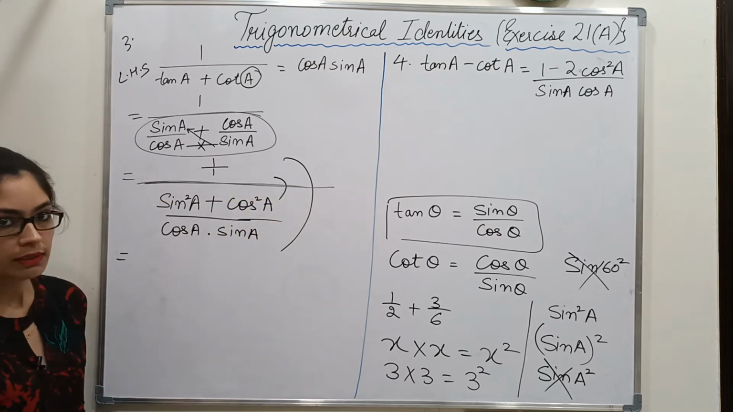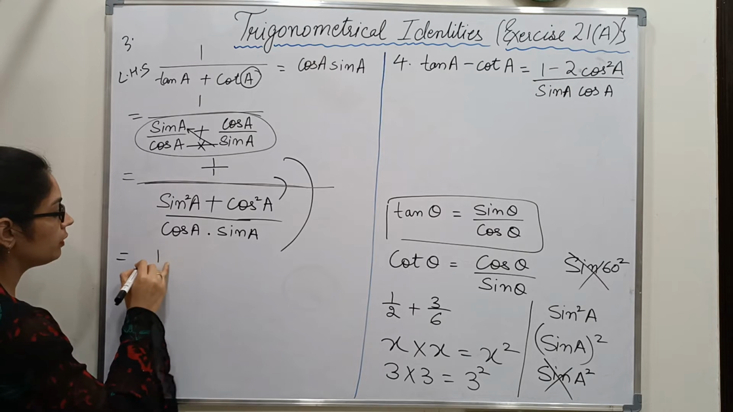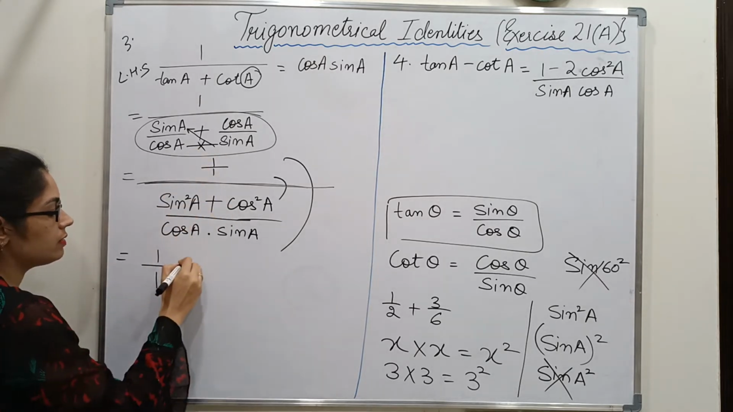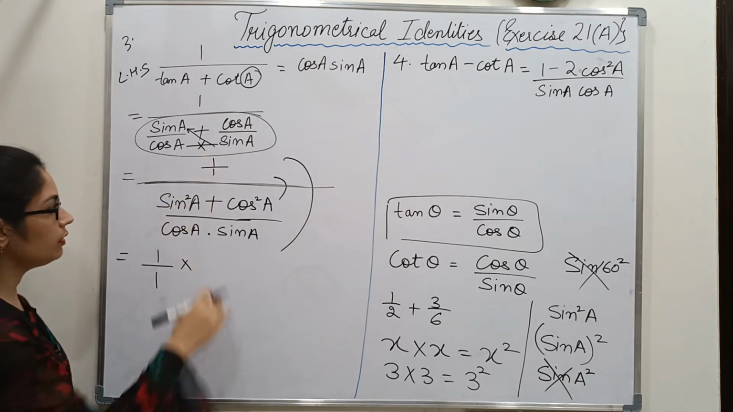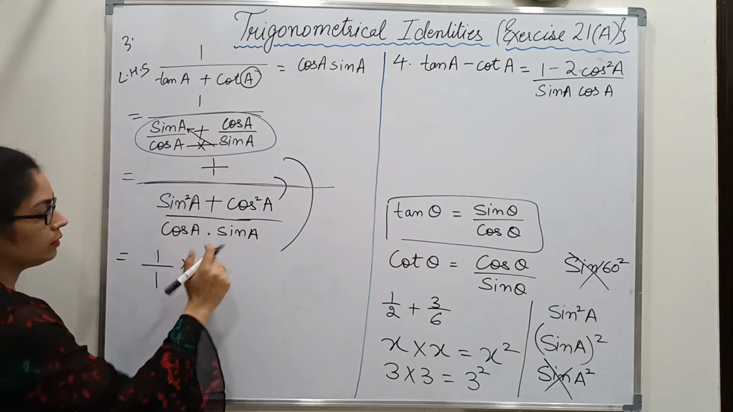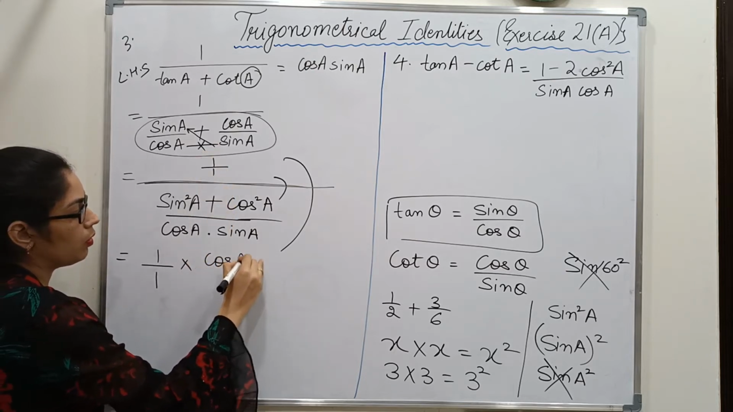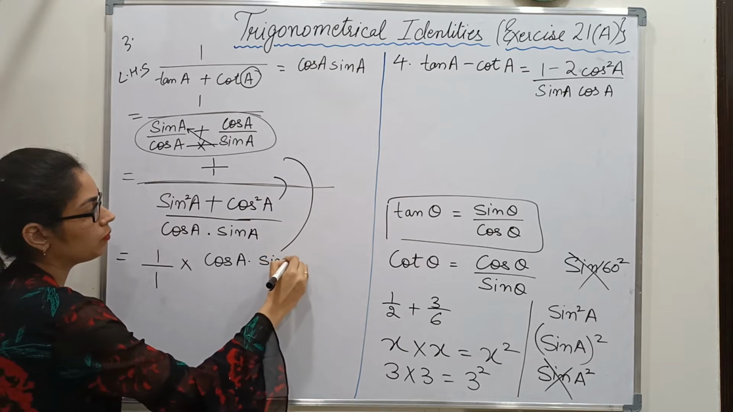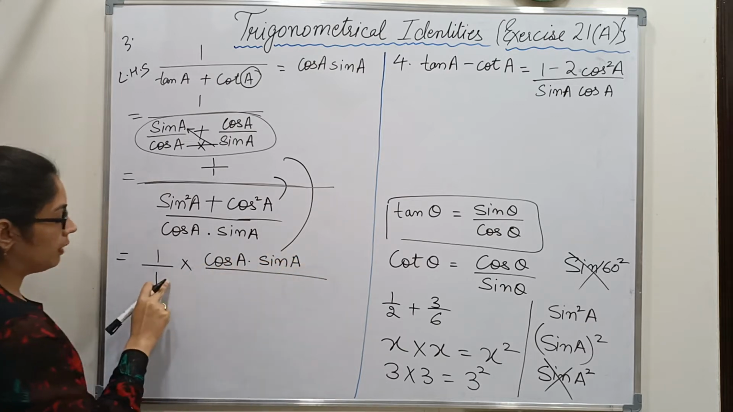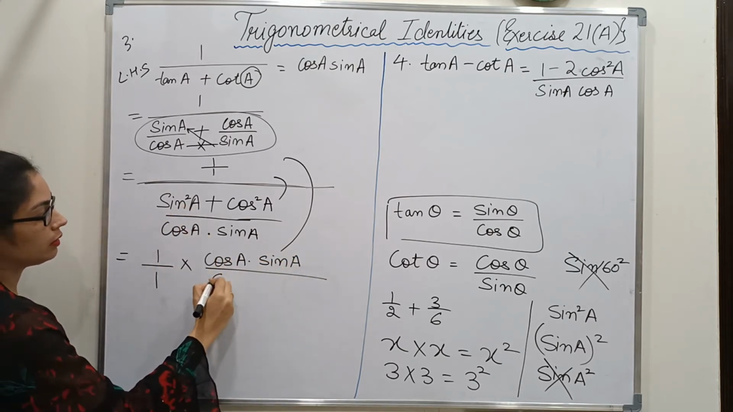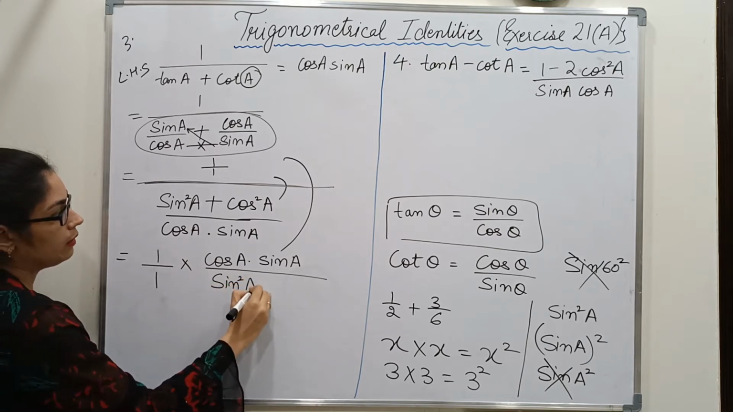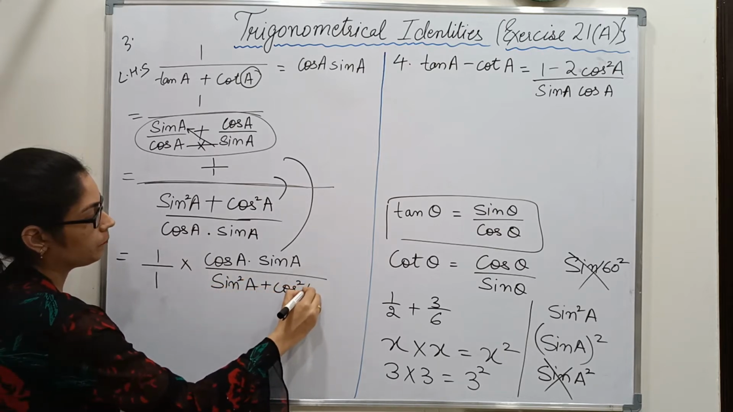So that means inner ones will get multiplied and outer ones. So first you write the first fraction as it is, put a sign of multiplication, then with this one, cos A into sin A, like the outer one I have to write, and then the inner one I have written this other thing, sin square A plus cos square A.